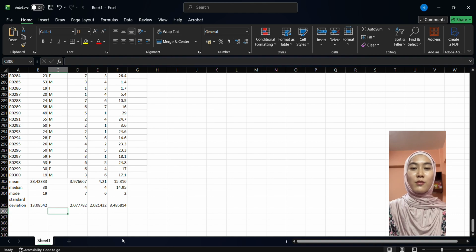Mode, the most frequent service rating. 6 means customers often rate service quality as 6. Standard deviation shows whether service ratings are stable or vary a lot. The standard deviation is 2.02, meaning most ratings are close to the average.